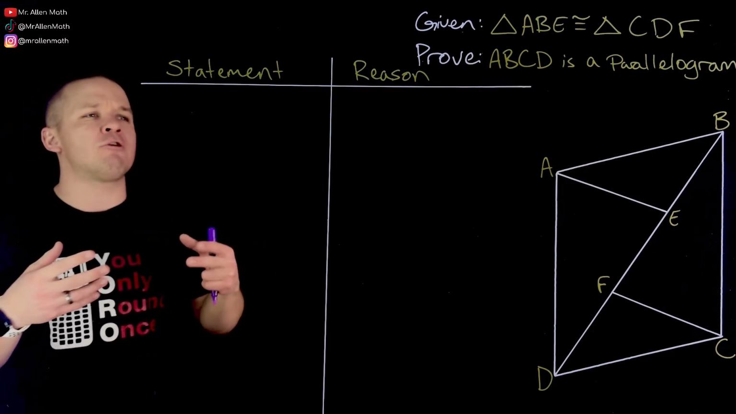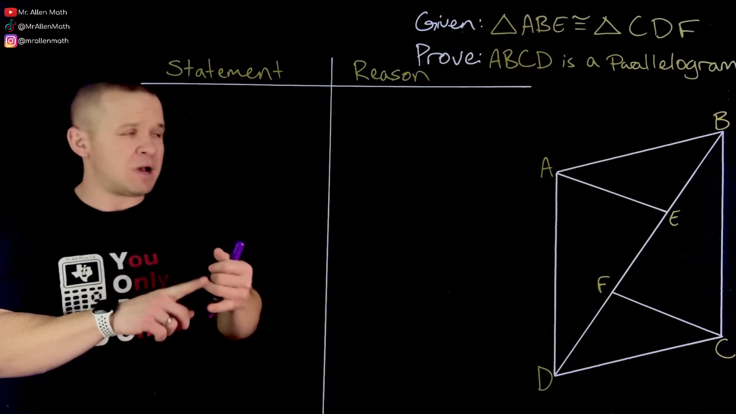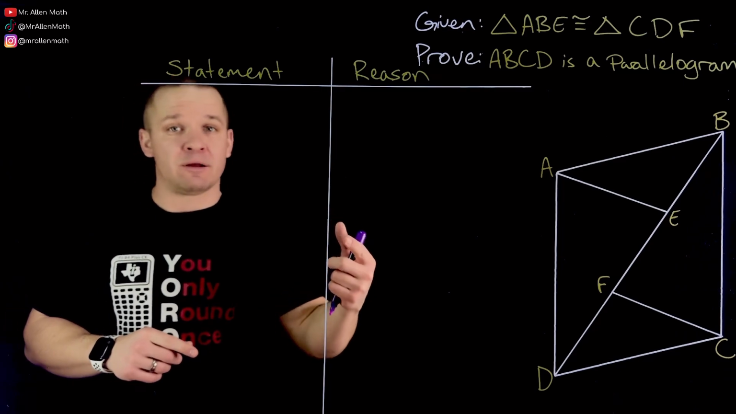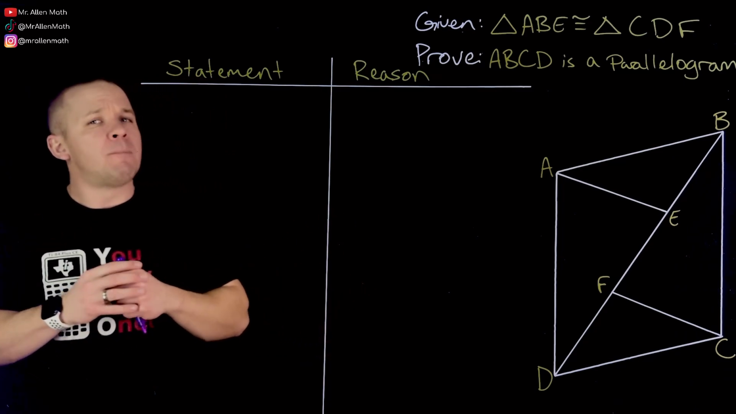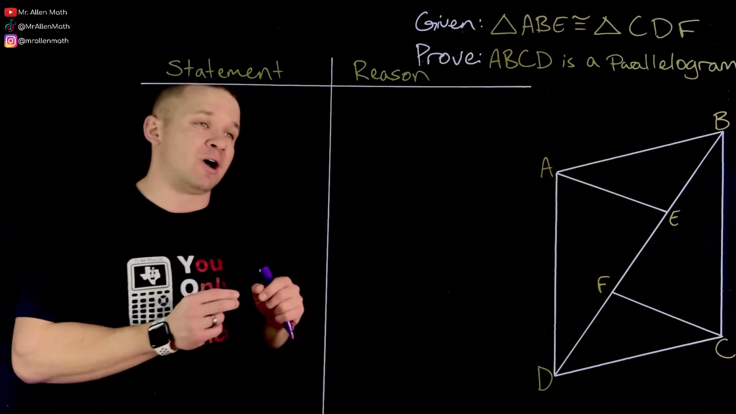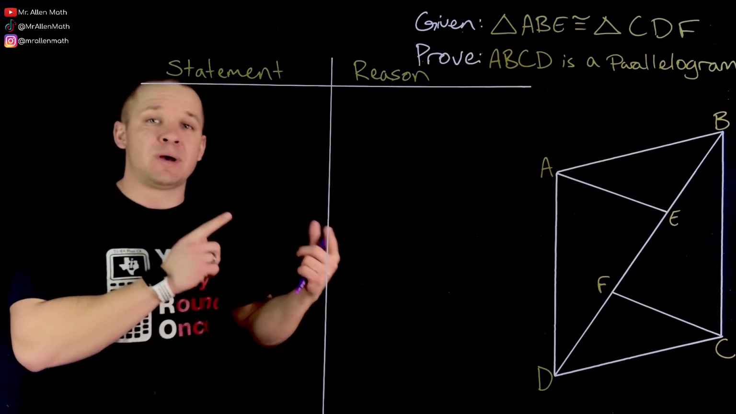Now, let's think about, how do I prove something's a parallelogram? Well, I can get opposite sides parallel. I can get opposite sides congruent. I can get one pair of opposite sides parallel and congruent, and there are a few other ways as well. But those are the most common. And honestly, the most common one would be one pair of opposite sides that are both congruent and parallel.